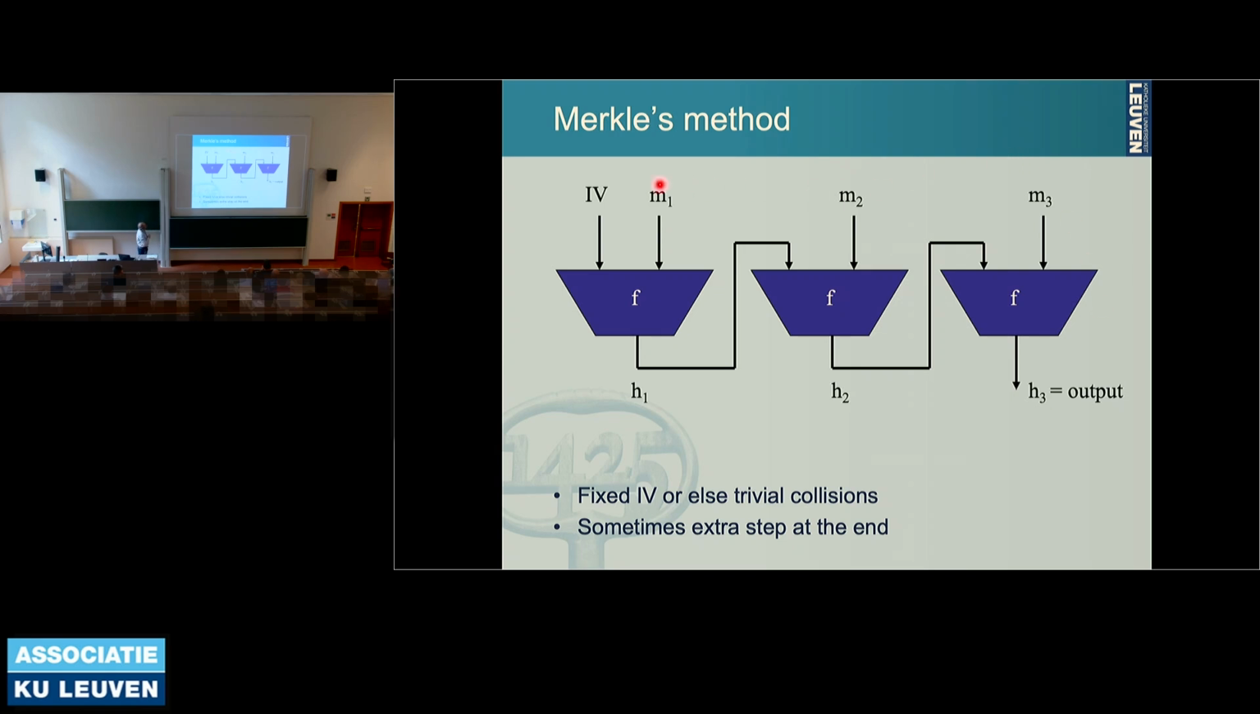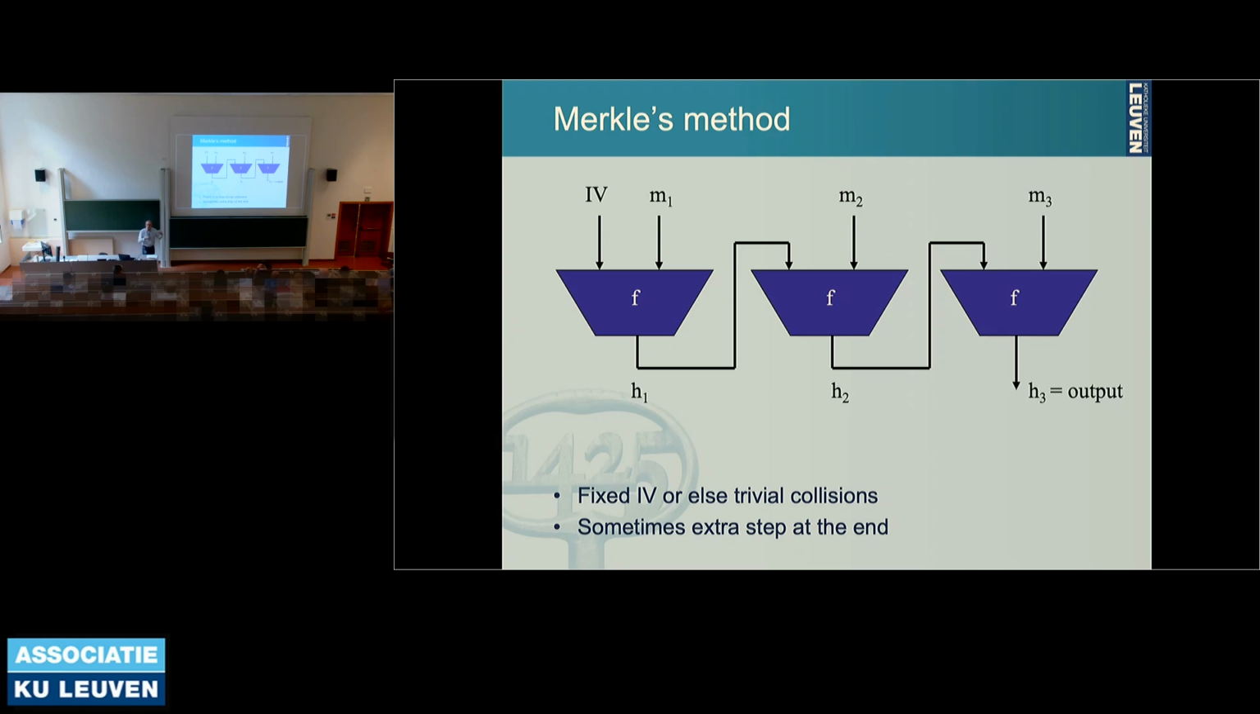If you do this, of course, you have to fix your IV. One can easily show otherwise that it's trivially possible to create collisions. But this is different from the IV in encryption, because if we use encryption, we always want different IVs. For authentication, we want a fixed IV.